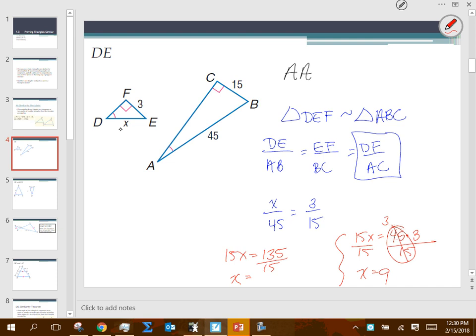Well, I know what x is, 9, so now how can I check myself? If I put 9 right here, okay, will this reduce to 1/5? Will this reduce to 1/5? If I'm able to reduce them in the same ratio, which ultimately means that the cross product should be the same. 135 is equal to 135, and we're good to go. Is that all right? All right, let's do another one.